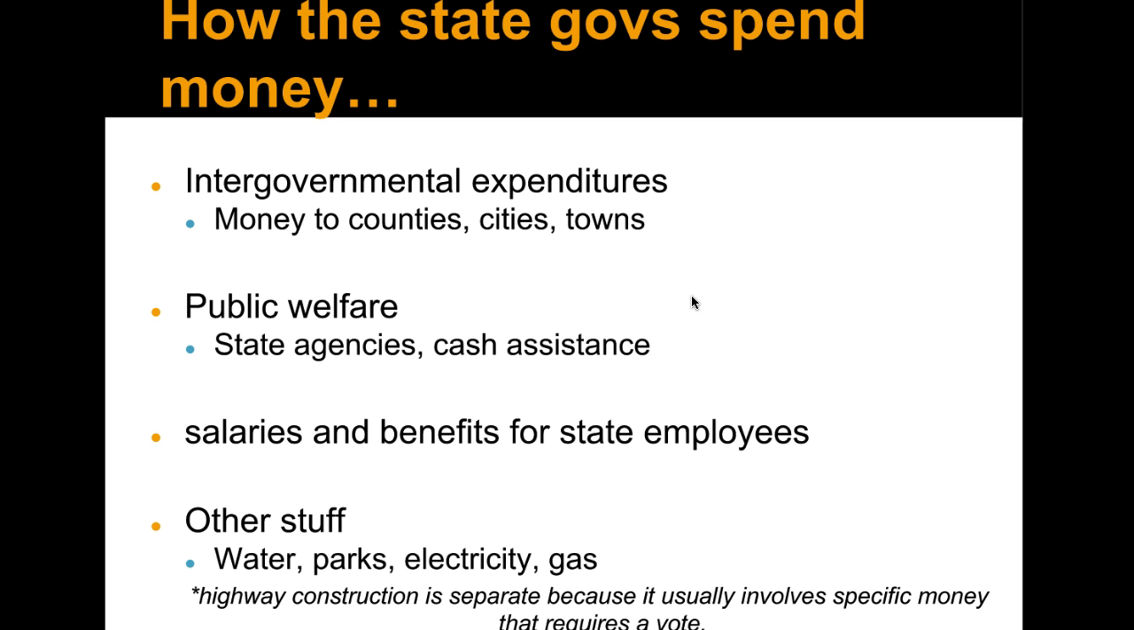Salaries and benefits for state employees: you have to pay your employees, and state employees do get a good amount of benefits. Other stuff the government spends on: higher education, electricity, gas, water, hospitals, parks and recreation, highways, road improvements, all those are paid for by the state government.